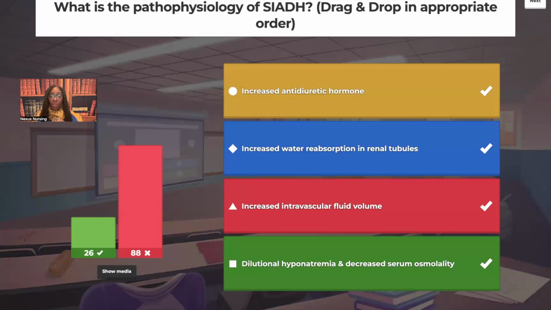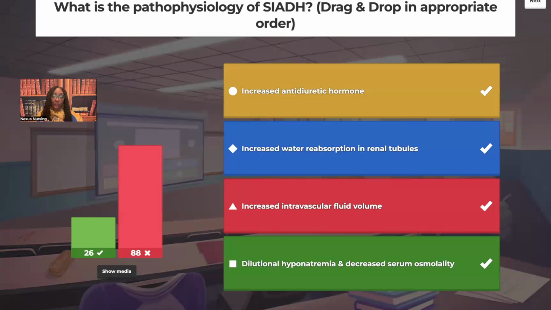And decreased serum osmolality. This is something else that you really get confused with as students. So let me clarify, guys. You have urine osmolarity and you have serum osmolality. We're talking about serum osmolality, serum blood. Okay, so we're talking about the blood here.